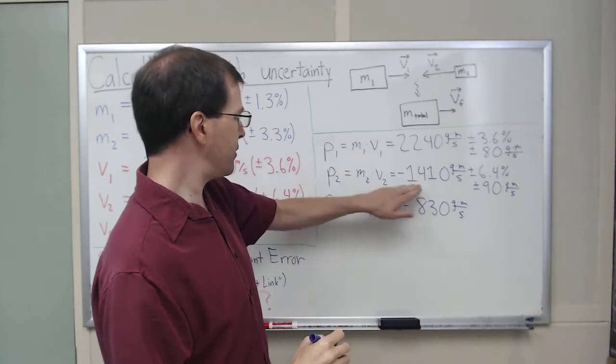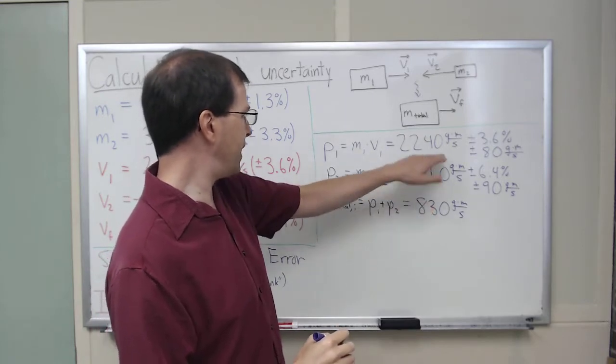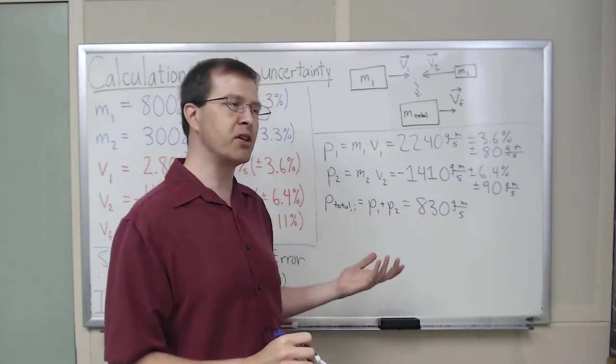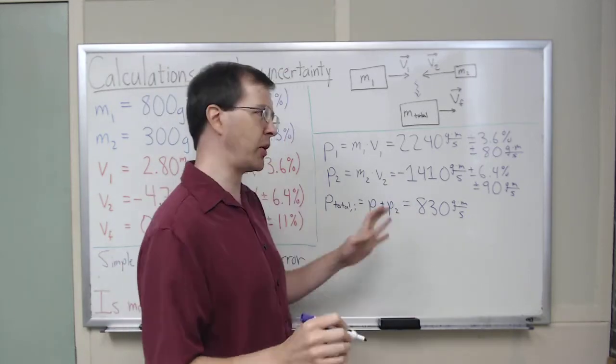Hope that's right. I'm doing this 2240 minus 1410. That gives me the 30. 22 minus 14 is 8. So yeah, this is right. 830 gram meters per second. I'm checking my notes over there as I go, so I don't have to use a calculator all the time here.